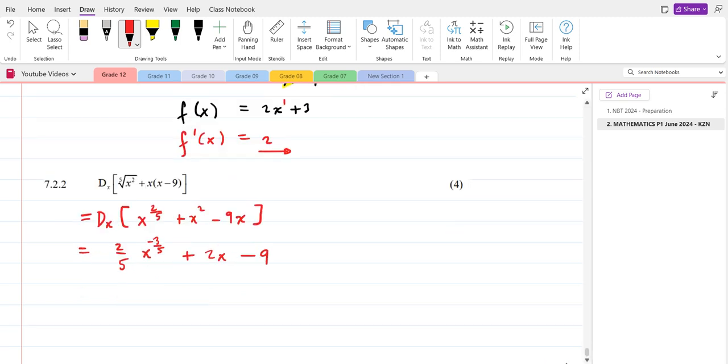Now you can write it in positive exponent form, 2 over 5 x to the power 3 over 5 plus 2x minus 9. So that should be fine because they didn't say must write it in positive exponent form. So you should get a mark here, right? You should get 1, 2, 3, 4 marks. So they didn't say must write it in that form. It's fine, but this is a better form to write it in. I'll just put an asterisk here.